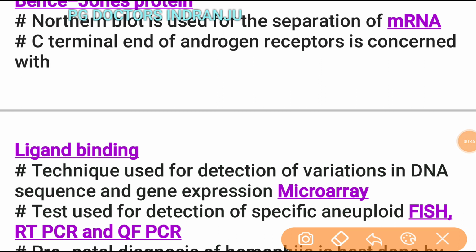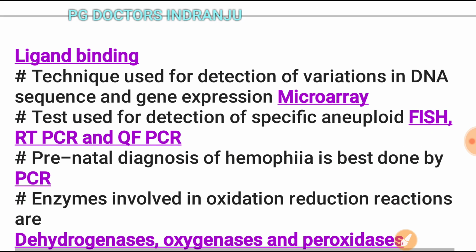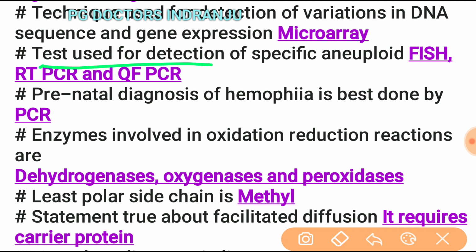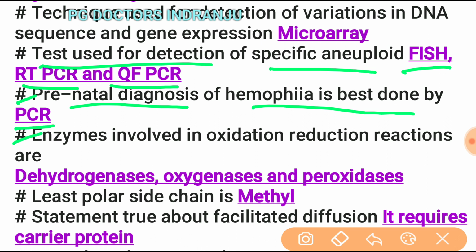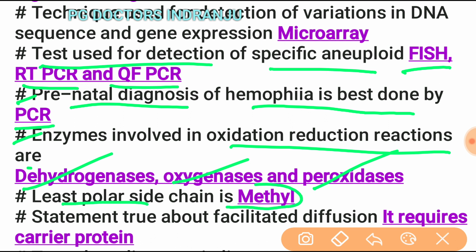Another point is that the C terminal end of the androgen receptor is concerned with ligand binding. Next, the technique used for detection of variation in the DNA sequence and gene expression is the microarray. The test used for detection of a specific aneuploidy is FISH, RT-PCR, and QF-PCR. The prenatal diagnosis of hemophilia is best done by PCR. Enzymes involved in oxidation reduction reactions are dehydrogenase, oxygenase, and peroxidase. The least polar side chain is the methyl. Always remember.